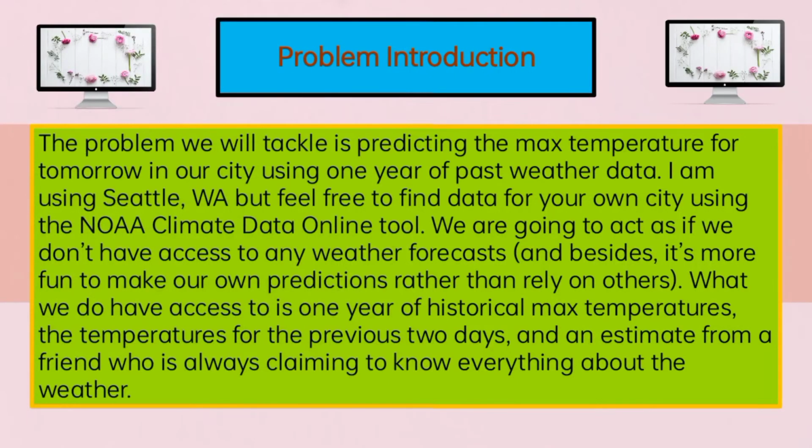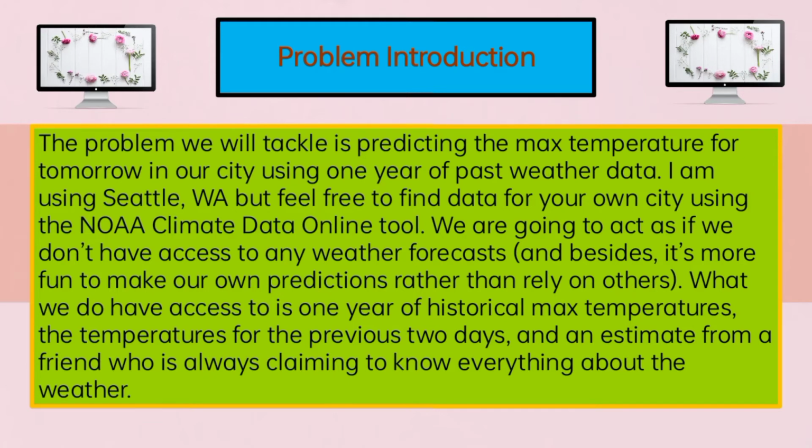Problem introduction. The problem we tackle is predicting the max temperature for tomorrow in our city using 1 year of past weather data. I am using Seattle, WA, but feel free to find data for your own city using the NOAA Climate Data online tool. We are going to act as if we don't have access to any weather forecast, and besides, it's more fun to make our own prediction rather than rely on others.